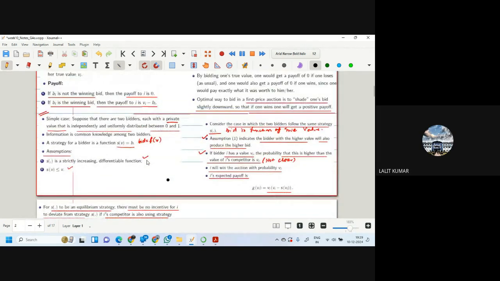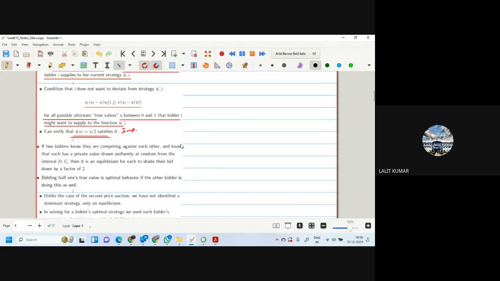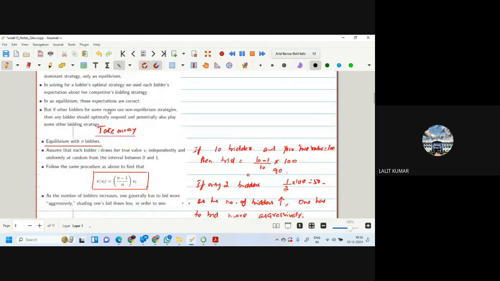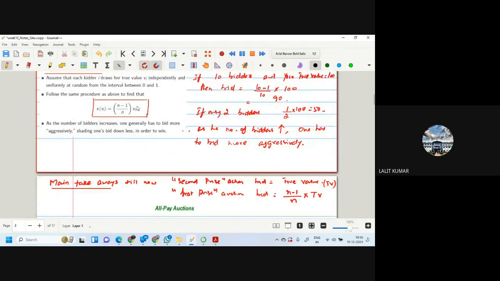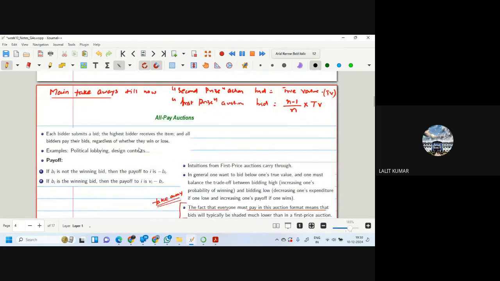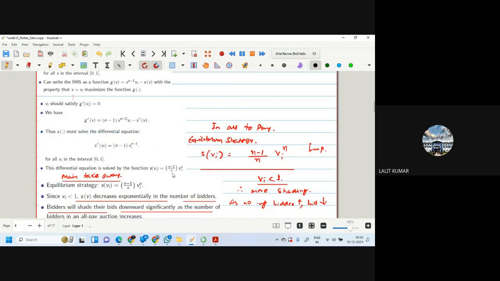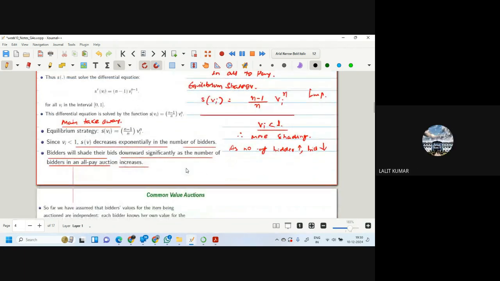So why I covered it, because there are certain questions on the expected payoff also. So first price we have covered. We have covered second price. These are the takeaways: for the first price, your bid equilibrium strategy should be n minus 1 by n v. For all pay, I covered that it should be n minus 1 divided by n vi to the power n.